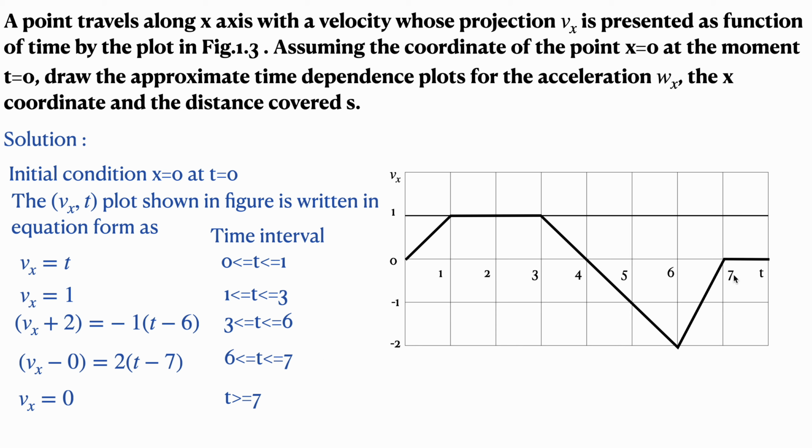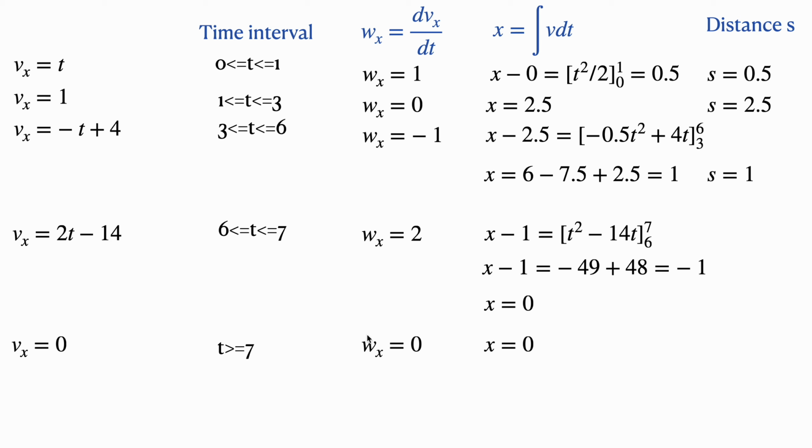And after time t equals 7, we can see that vx is constant and its value is 0. So we write vx equals 0 at t greater than or equal to 7. Now what we need to do is write the time dependence of the variables wx, x, and s in the time intervals given in the figure. So we first write the vx in the time intervals, and we then obtain the value of wx in the time interval by the formula wx equals dvx by dt.